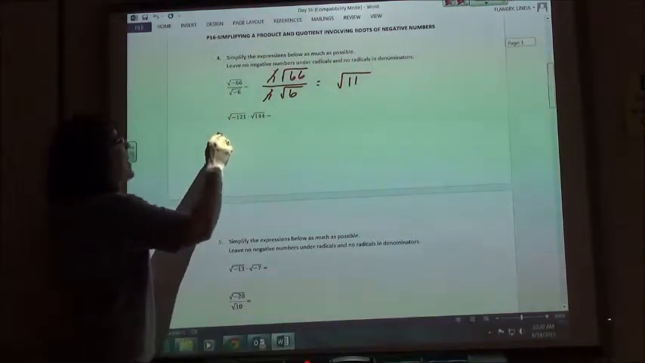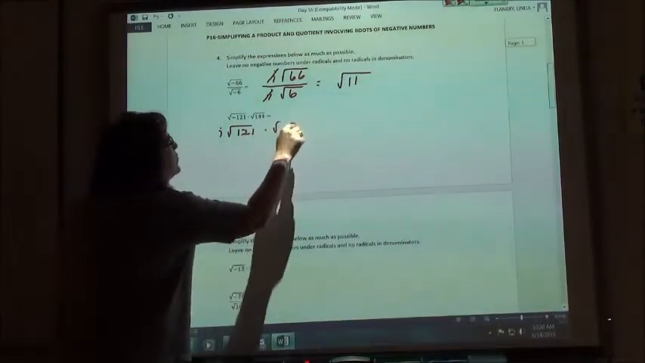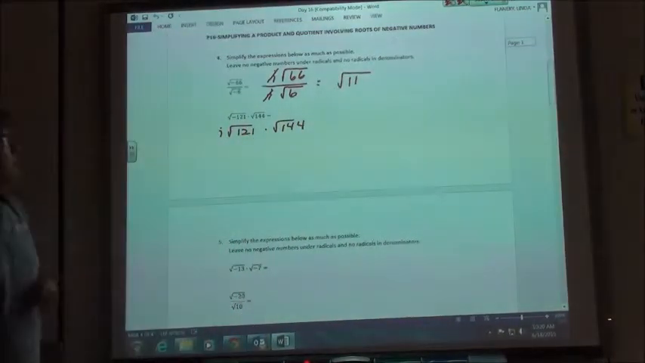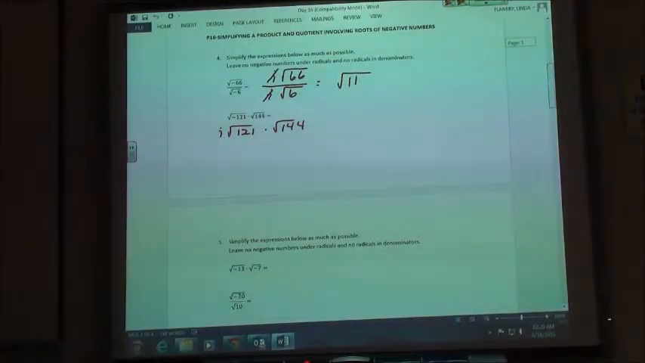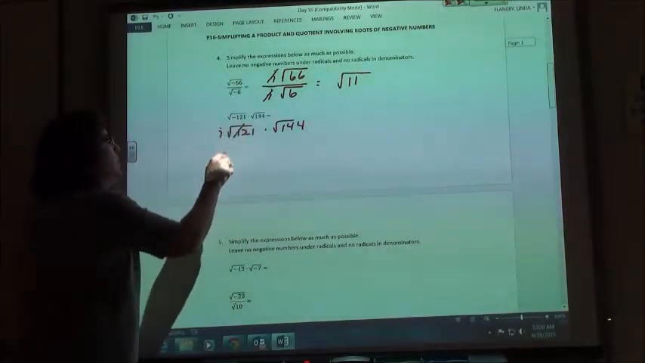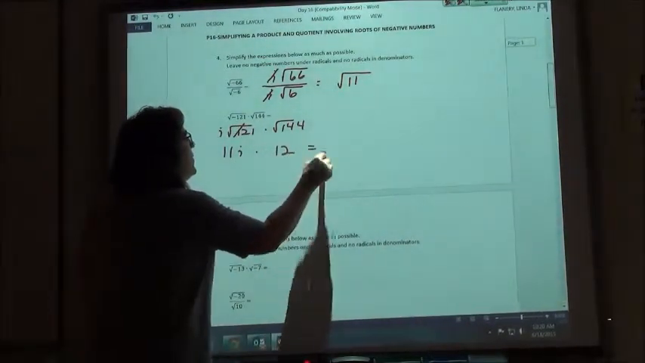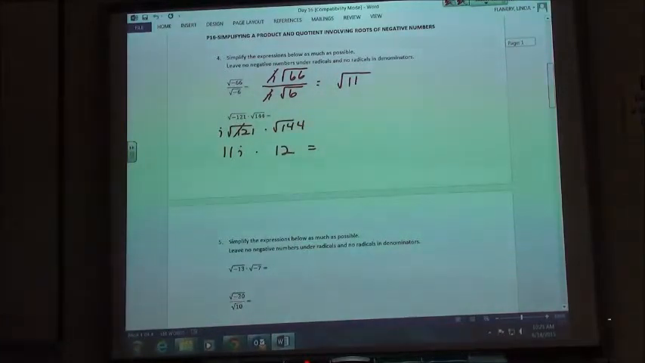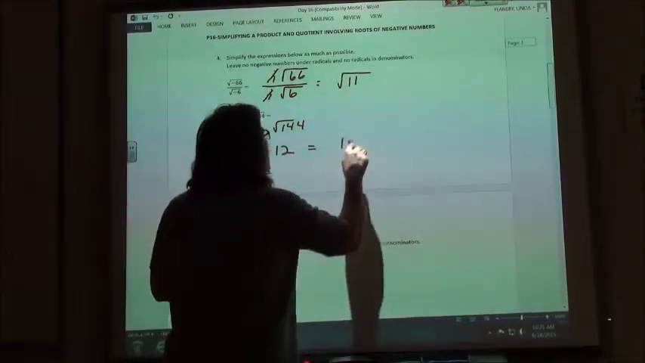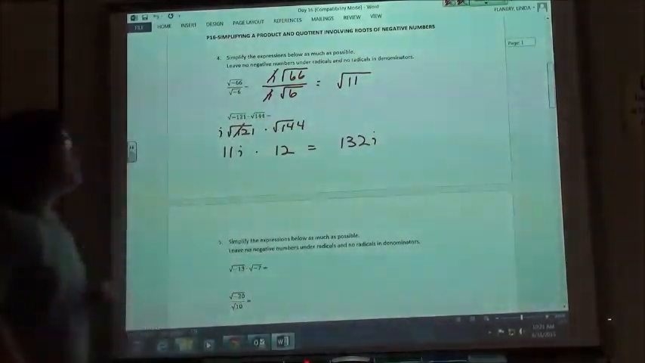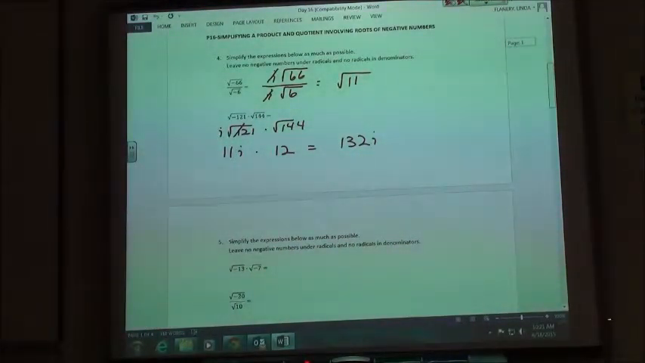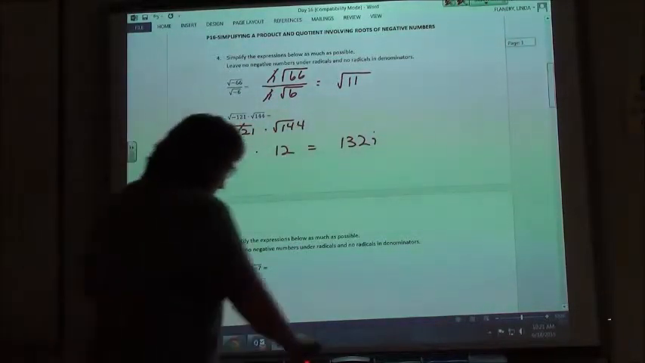Here again, I would make that i square root of 121 times the square root of 144, but then I'd want to simplify those. Those both happen to be perfect squares. The square root of 121 is 11, so that would make that 11i. Square root of 144 is 12, and so I'm going to take 11i times 12, which would give me 132i then, right? You treat that i just like you would an x in most cases when you're adding, subtracting, multiplying, those kind of things.